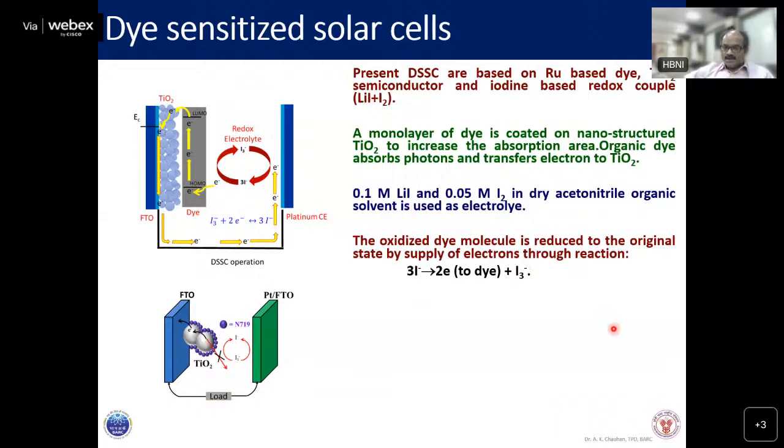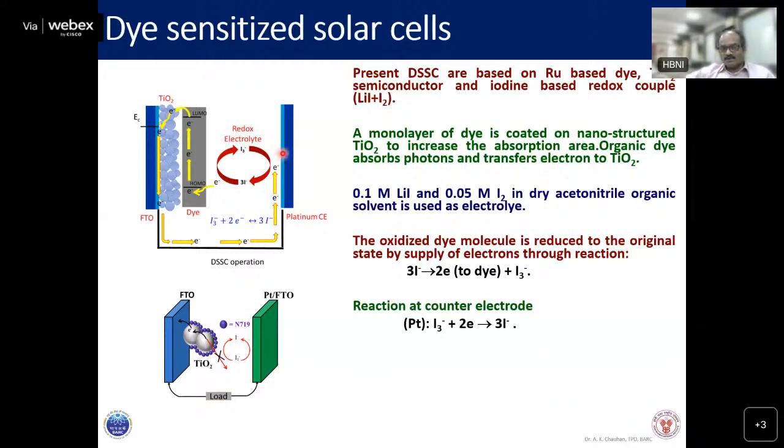So the oxidized dye molecule is reduced to the original state by a supply of electrons through the reaction. In this you have 3I minus and I3 minus. You have put lithium iodide, which gives you lithium plus and I minus. And you have I2 here, so now you have I2 plus I minus. From here, 3I minus gives up 2 electrons and gives you I3 minus.